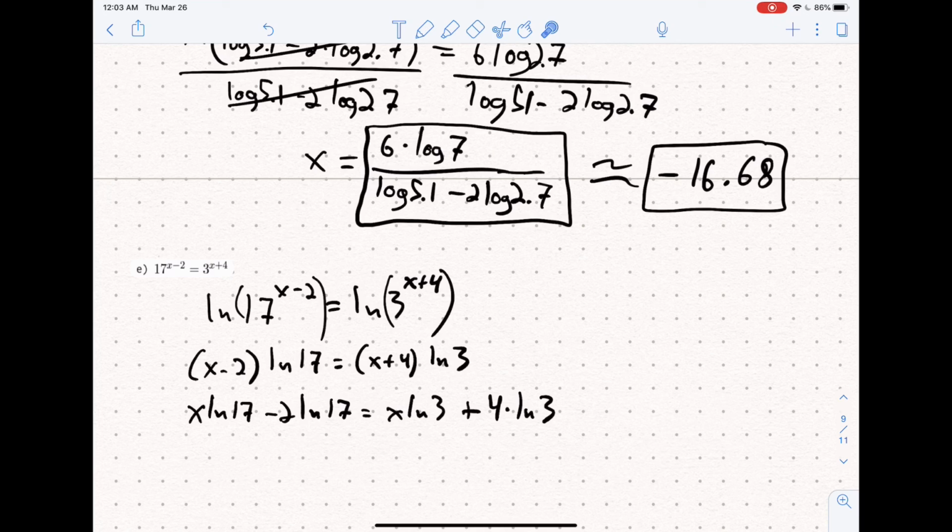Now, terms with x's in them, I'm going to collect on the left. Terms without x's, I'm going to collect on the right. So we subtract x ln 3 from both sides.